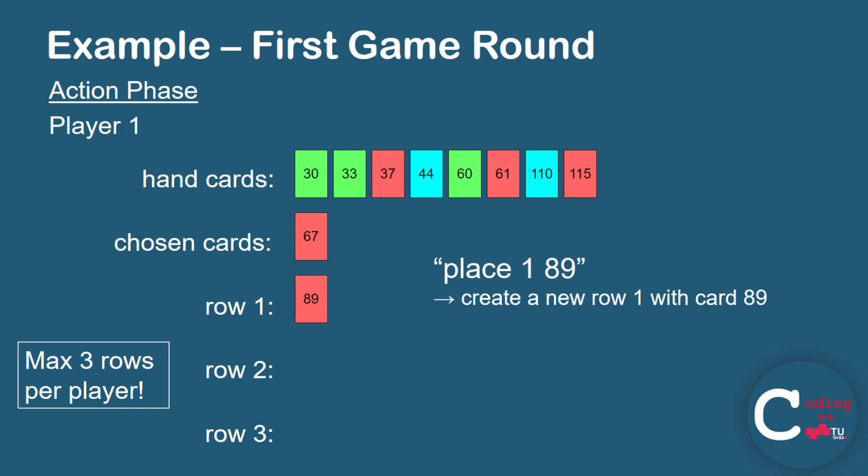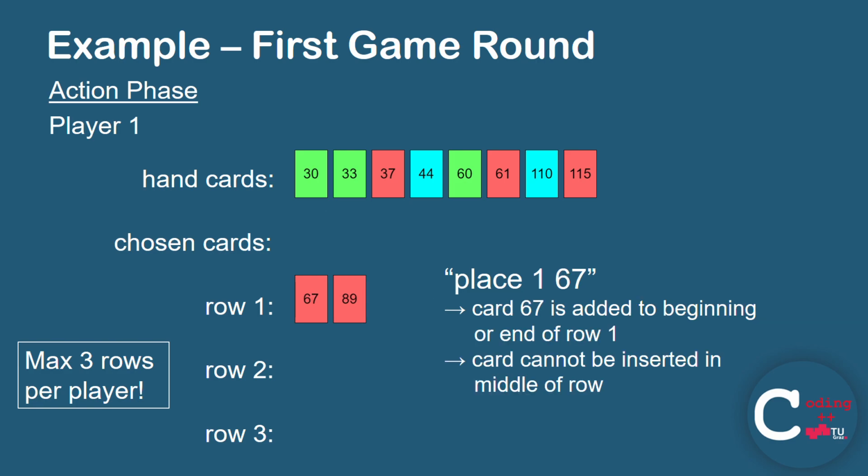Player 1 still has 1 chosen card, so it's still player 1's turn. And this is another place command. Once again, place 167. This means that card 67 will be added to row 1. Here the program should automatically place this card at the correct end of the row.